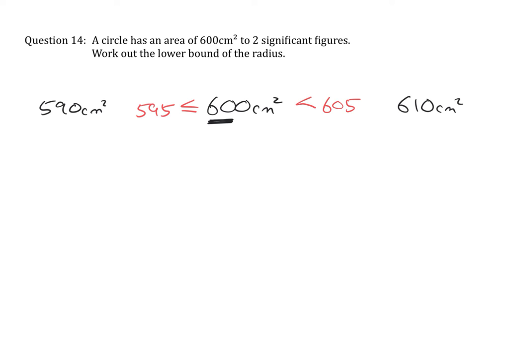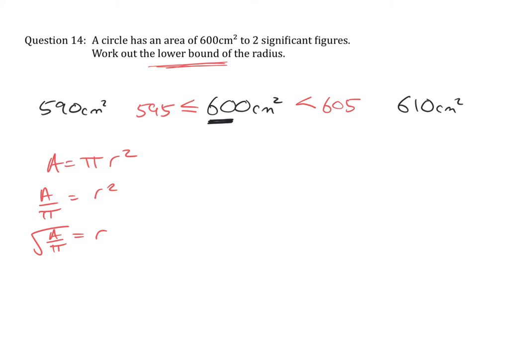Okay, and it says work out the lower bound of the radius. So what's the formula for a circle? Area of a circle. Area is pi radius squared. So we want this to be as small as possible. Well, let's just rearrange that formula. Let's actually get it to a form that we can use for the radius. So radius squared is going to be A over pi. So the radius is going to be the square root of A over pi. The only variable here is A. Pi is a number, as you know. So for this to have its smallest possible value, we want the smallest possible area.